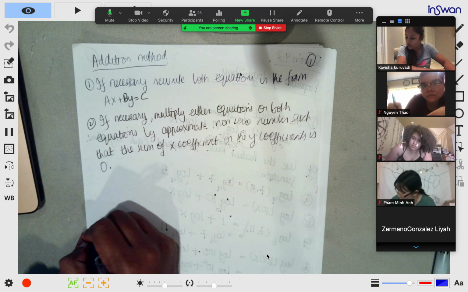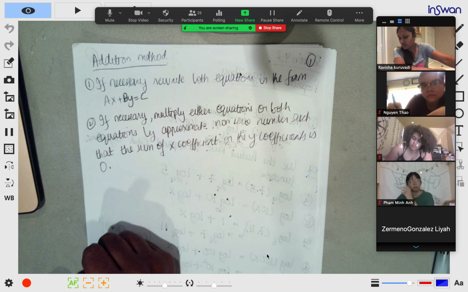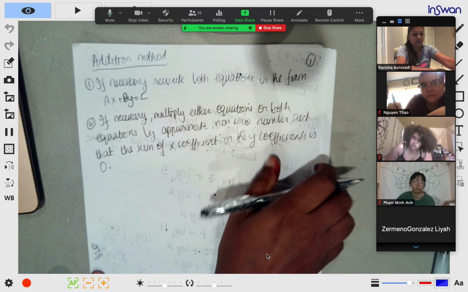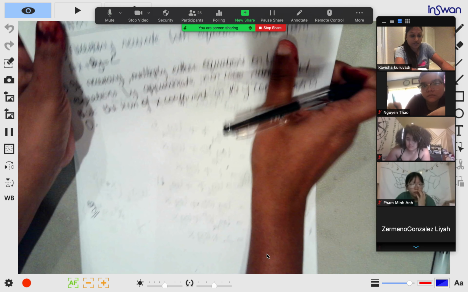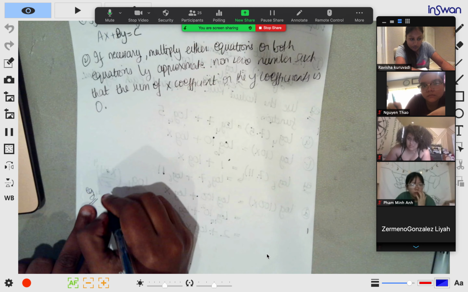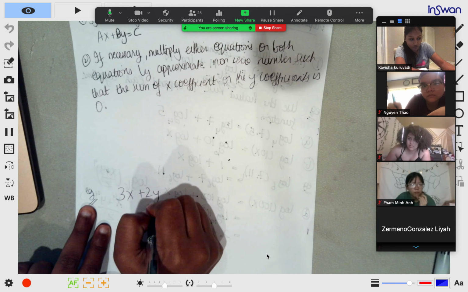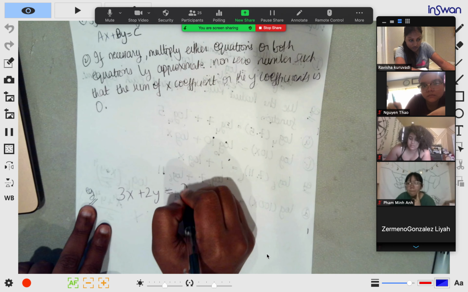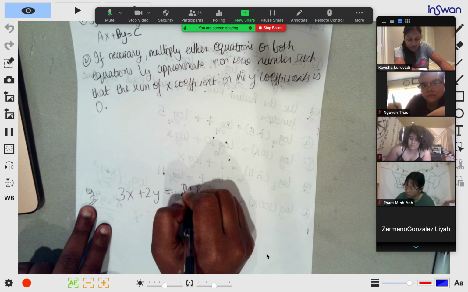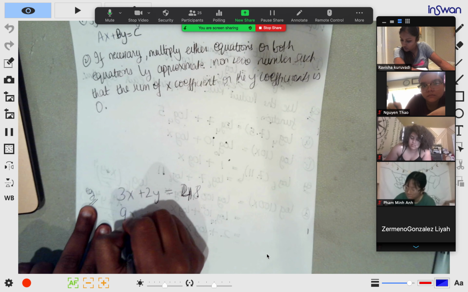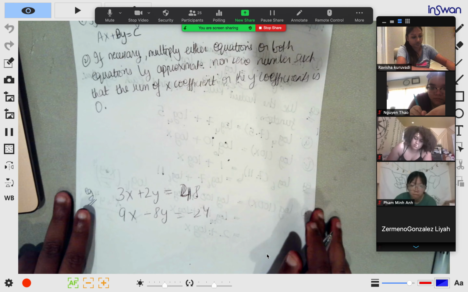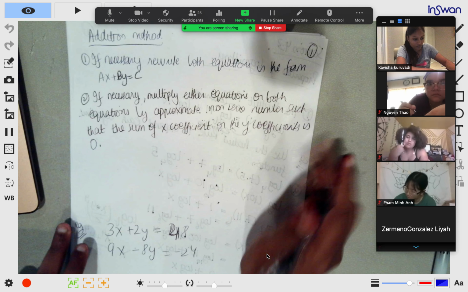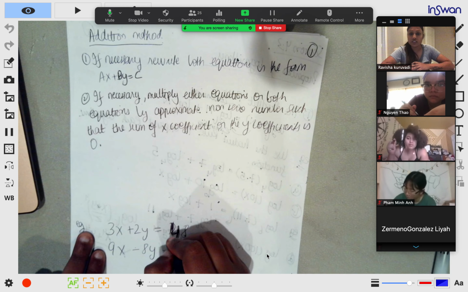Example. Let's do an example before I write the more steps. I'm going to do the question side by side so that you know. Suppose you are given the equation 3x plus 2y is equal to 48, and then you are given 9x minus 8y is equal to negative 24. You are given these two equations.